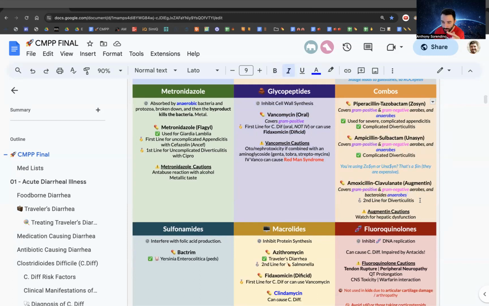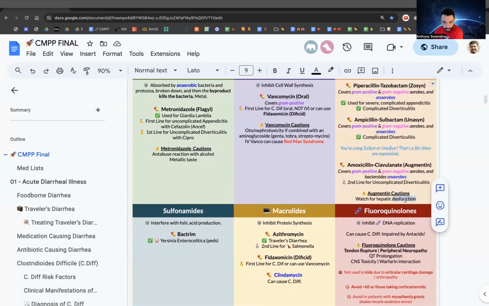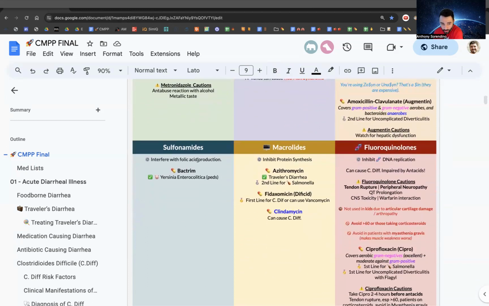Amoxicillin, clav, Augmentin. So again, covers gram-positive, gram-negative, and anaerobes. This is second line for diverticulitis. For uncomplicated diverticulitis, if Flagyl and Cipro does not work, then we can use Augmentin. I don't think it's that it doesn't work, but you can also use Augmentin, okay? Big caution with Augmentin, look out for hepatic dysfunction.